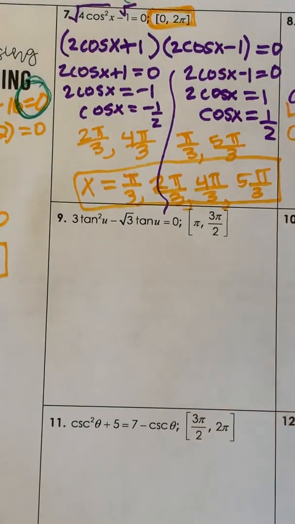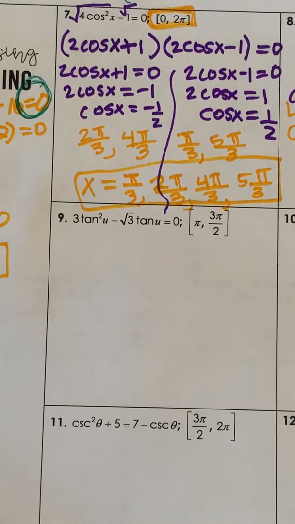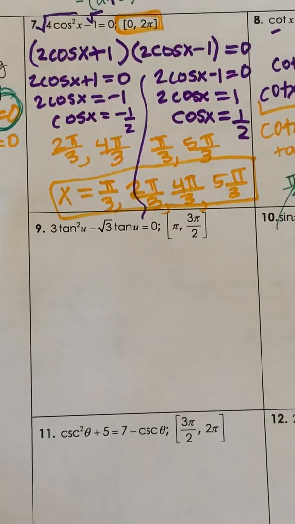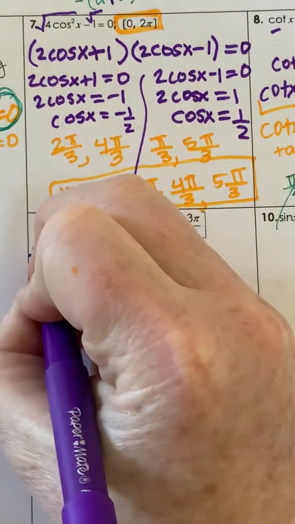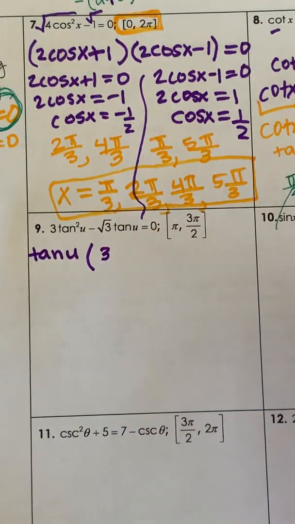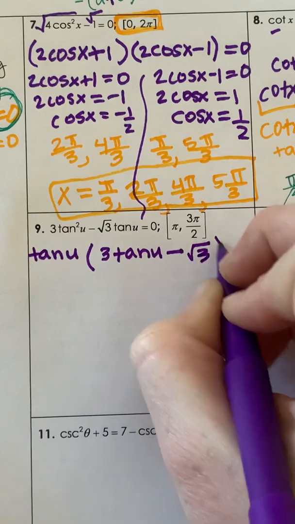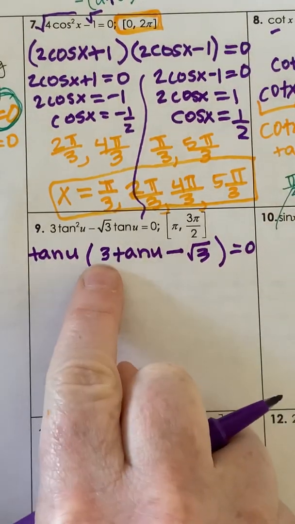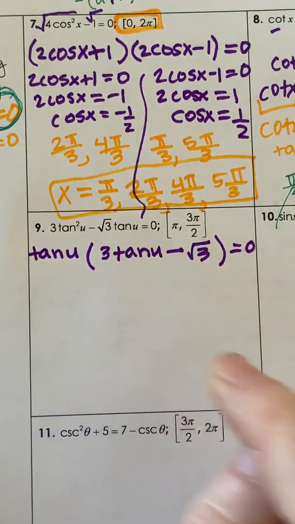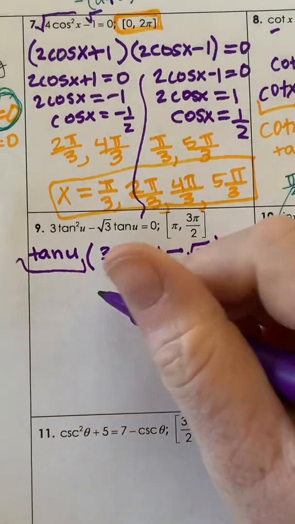So next, number 9, we have 3 tan squared u minus square root of 3 tan u, and it all equals 0. So let's factor out the common factor, which should be tangent u, times 3 tan u minus square root 3. Just distribute and check yourself. You should get what you started with. Now those are 2 different factors we could split up and set equal to 0 and solve.